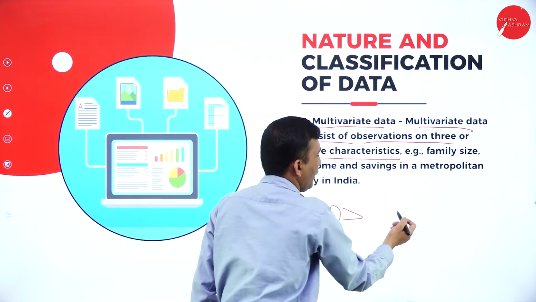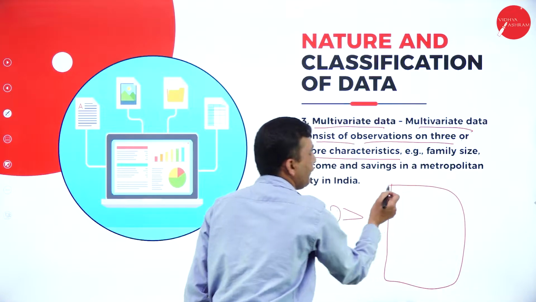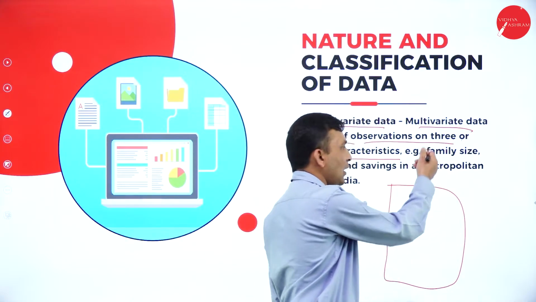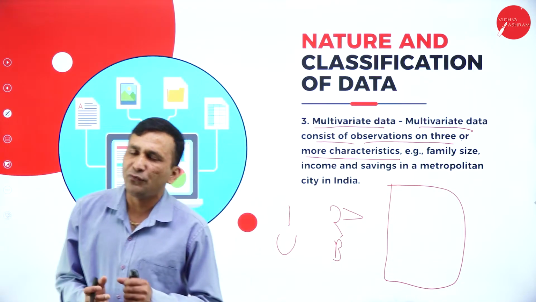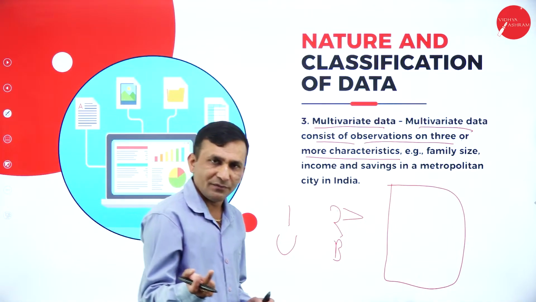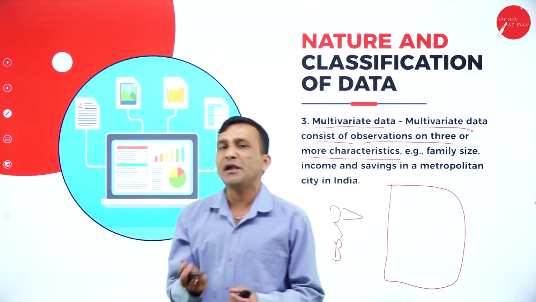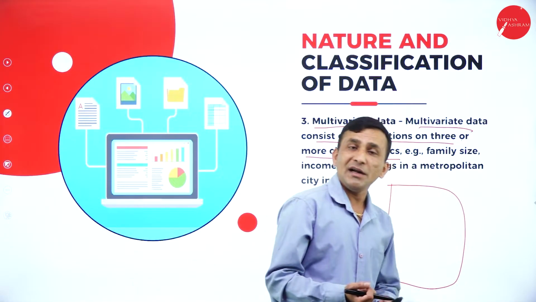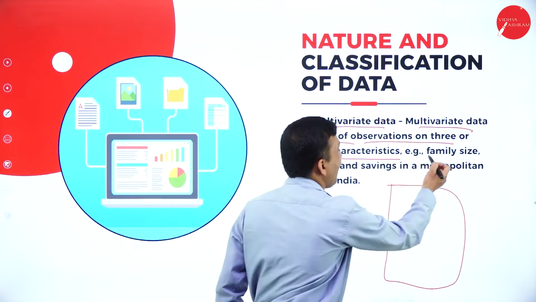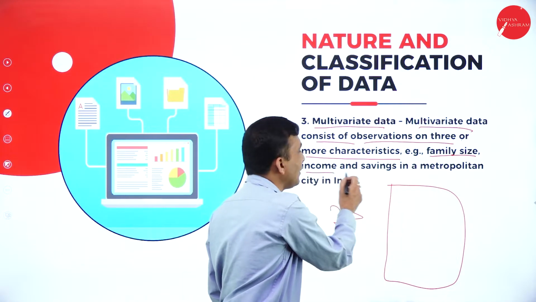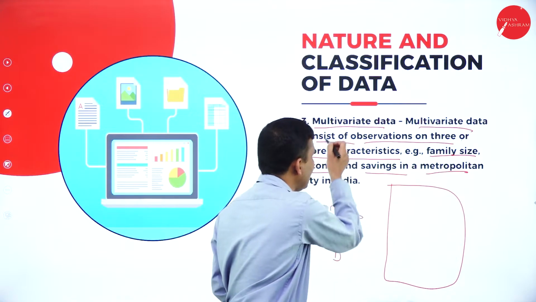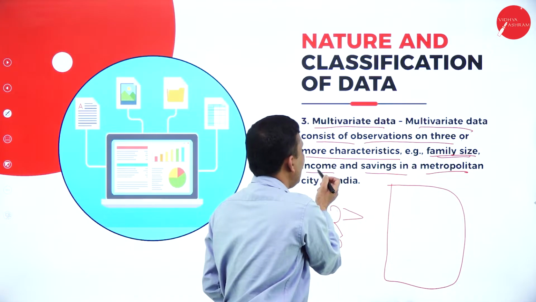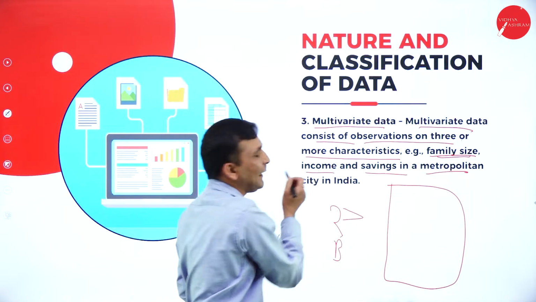For example, when the government of India is conducting a census, they will collect the information which is related to the family's complete income, size of the family, how many members, how many are dependent, how many are independent, how many of them are government employees. So all kinds of data they will collect, no? So like this, the family size we must know, and income and the saving of a metropolitan city. Here in this example we took only three variables: family size, income, saving of a metropolitan city in India.